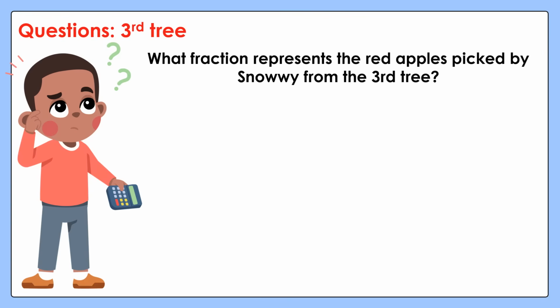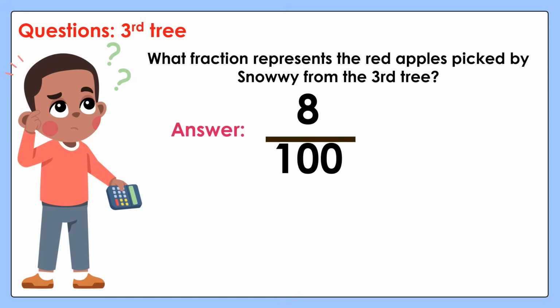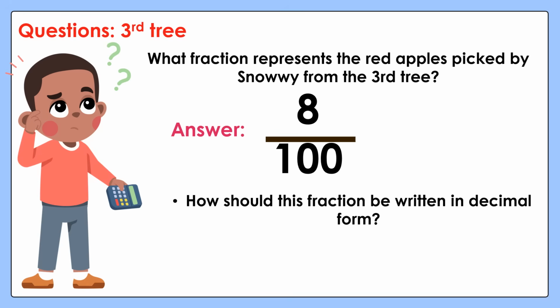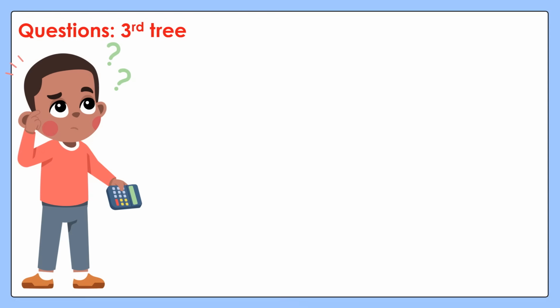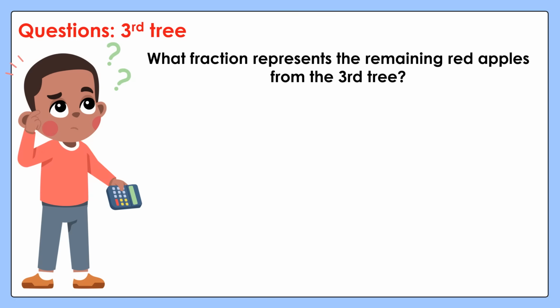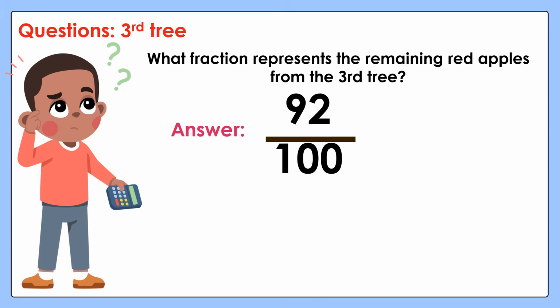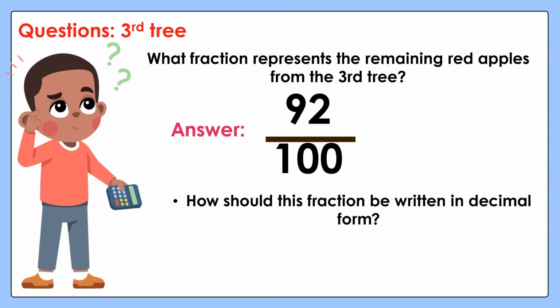What fraction represents the red apple picked by Snowy from the third tree? The answer, 8 hundredths. How should this fraction be written in decimal form? The answer, 0.08. What fraction represents the remaining red apples from the third tree? The answer, 92 hundredths. How should this fraction be written in decimal form? The answer, 0.92.